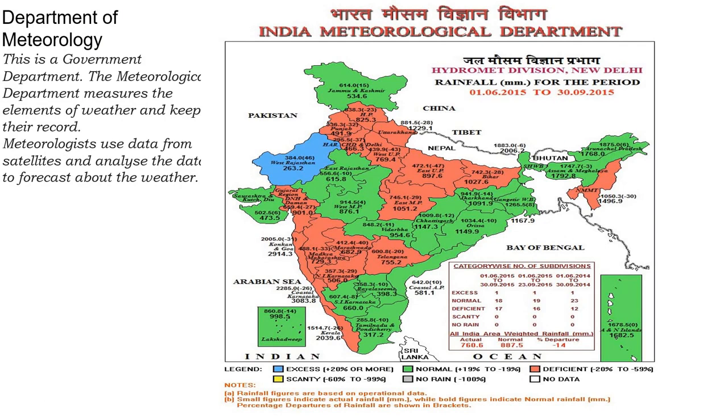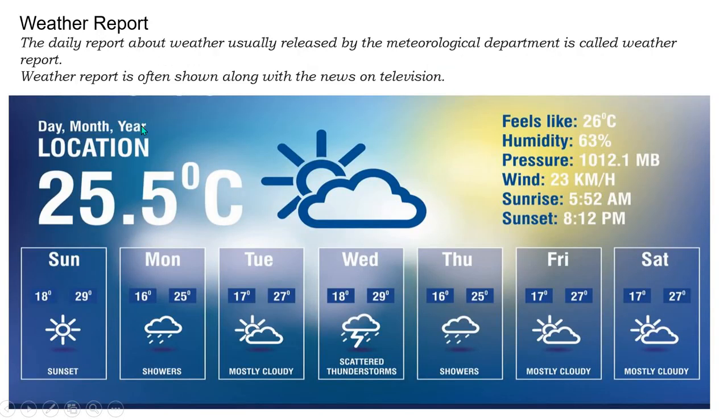And all these elements are measured by the meteorological department, which is a government department, and they keep this record. They use this data from the satellites, analyze all this data, and forecast the weather. They show all the weather conditions of a particular region or state, what weather will be in a particular state. And this is how the weather report is prepared.